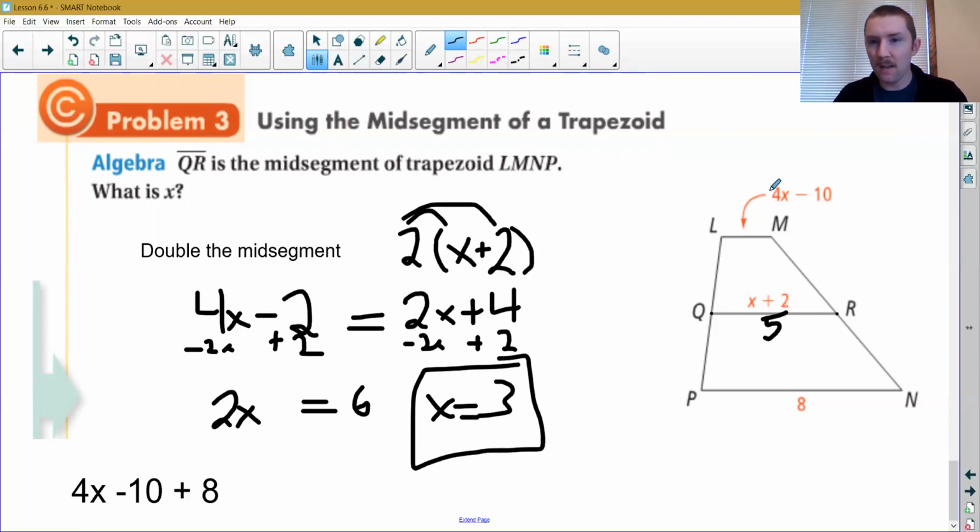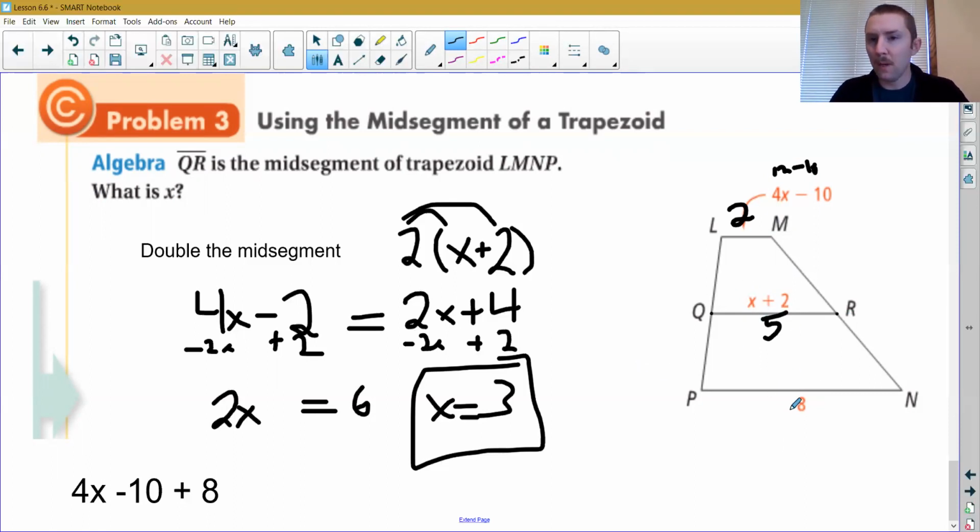So if I put 3 into this top part, 4 times 3 is 12. 12 minus 10 makes 2. So that's 2. The other base is 8. What do you get when you do 2 plus 8? You get 10. Cut that in half, you get 5, right? So I got it right. It came out perfect in my picture, okay? 2 plus 8 is 10. You cut it in half, you get 5.